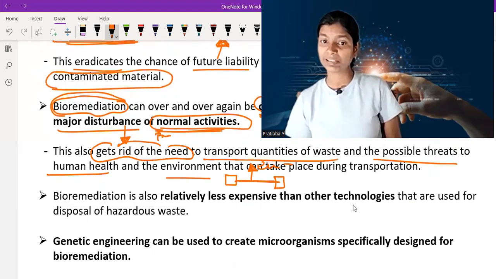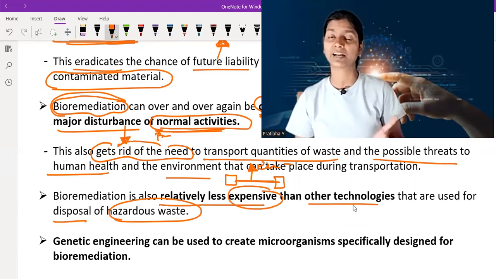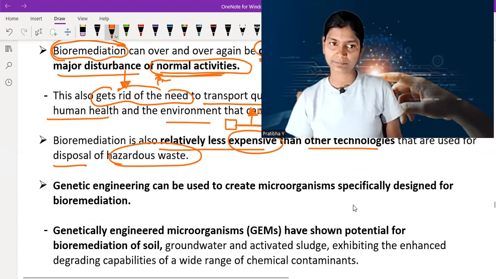Bioremediation is also relatively less expensive than other techniques used for the disposal of hazardous waste. And since this technique is less expensive, we can use it on a mass scale and remove the contaminated product in different places. Genetic engineering.